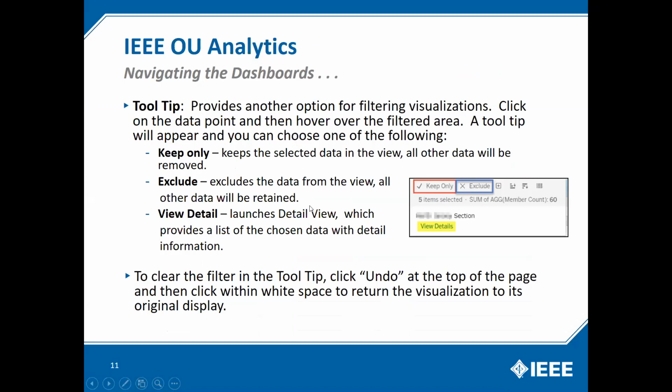If you see more things on the screen and you want just a subset of the life members in your chapter, you click on the life members, and then you decide to keep only. This way it'll lock in that view. So when you go into the details, it'll bring you just that set.